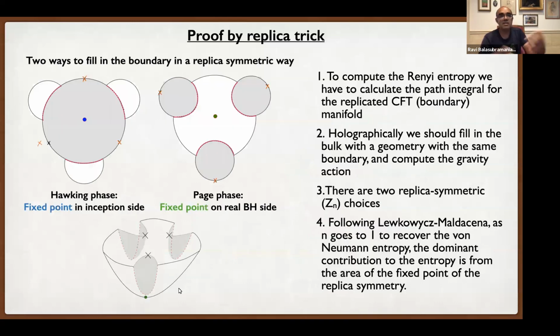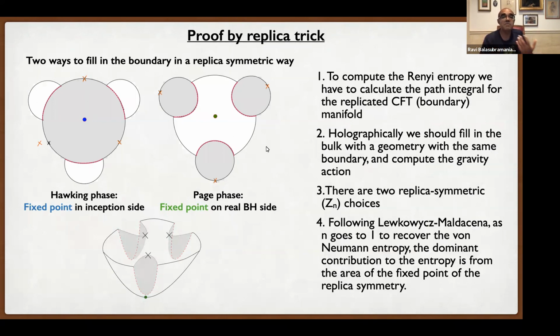I'm leaving out the details, but it turns out that there are two replica symmetric ways of filling in these boundaries. Once again, here's the boundary with 3 places where I've done this cut and joining. And here's again the boundary with 3 places where I've done the cut and joining. And there are 2 bulk solutions. There are 2 replica symmetric saddles. And this one, the one with the fixed point on the inception side, is the Hawking phase, and this is the Page phase.